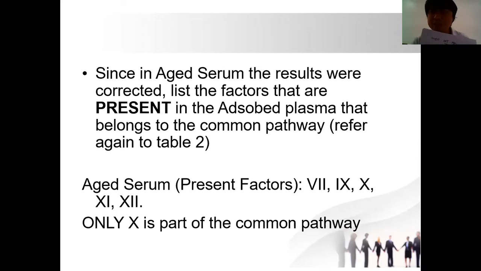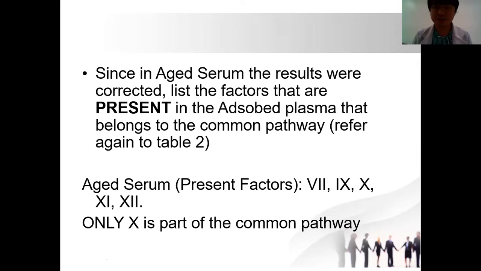Okay, so we are done. So what is your answer? Factor 9? Are you sure? Okay, we are going to check if your answers are correct. So our problem here is APTT abnormal, prothrombin time normal. Repeat APTT by mixing studies, and in the adsorbed plasma, this was not corrected. In our age serum, it was corrected.